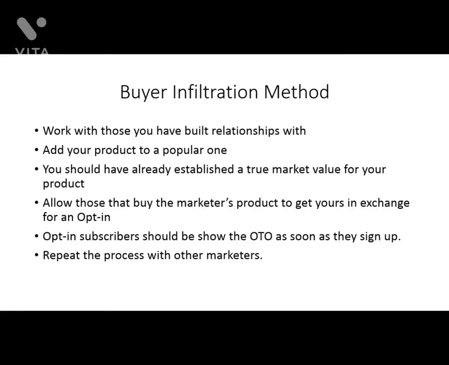And then it's really simple. The buyer infiltration method, you just repeat the process with other marketers. And basically, you're just building your list by having your high quality product on the inside of other products. And you can do this with as many products as you want. The key is having a product that already has established value. That's why you build the product early in the process and not at the end.